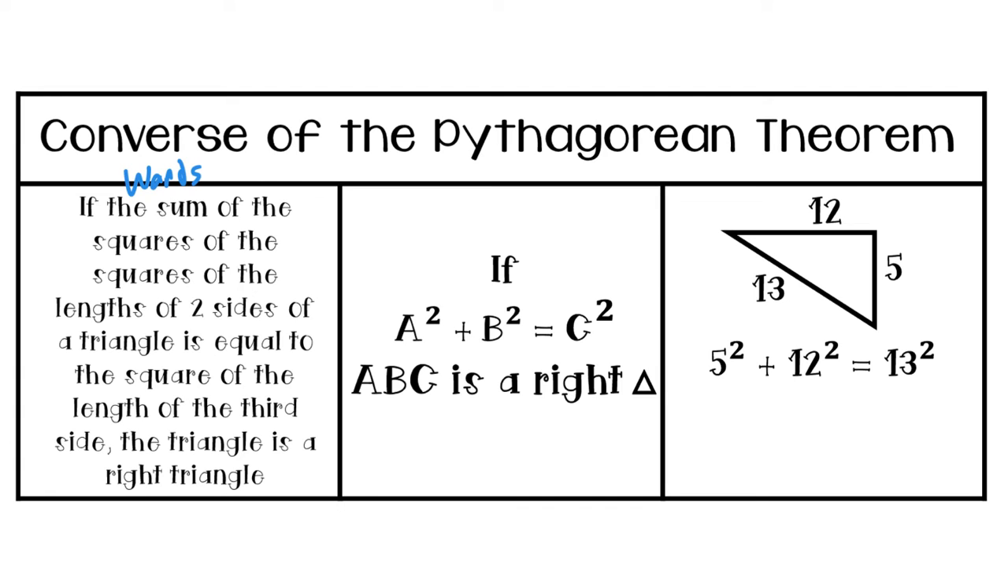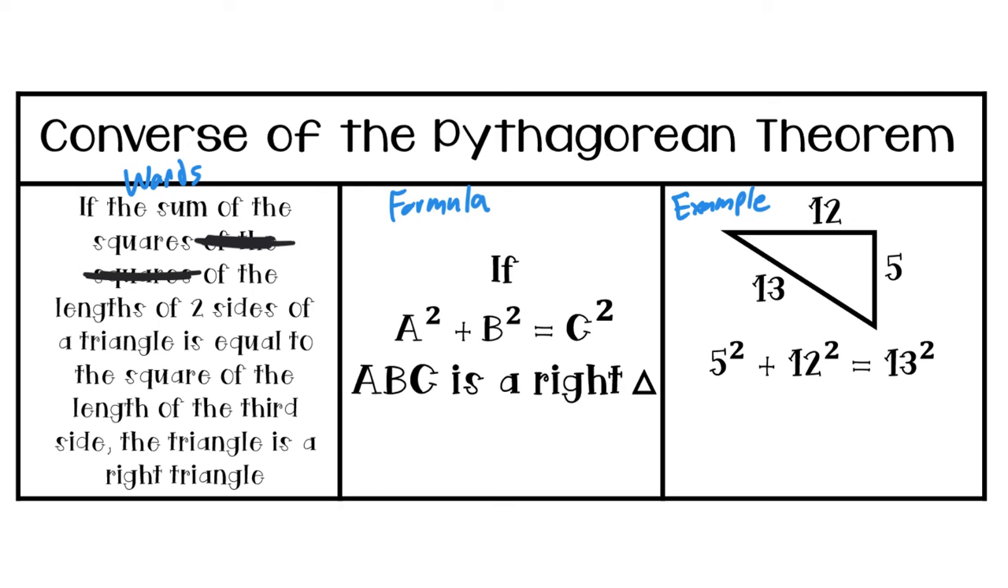Now we'll learn about the converse of the Pythagorean theorem. So we said that if a triangle is a right triangle, the Pythagorean theorem is true. So a squared plus b squared equals c squared. However, the converse, or the other direction, is also true. If the sum of the squares of the lengths of two sides of the triangle is equal to the square of the length of the third side, the triangle is a right triangle. In formula, this would mean if a squared plus b squared equals c squared, then ABC is a right triangle.